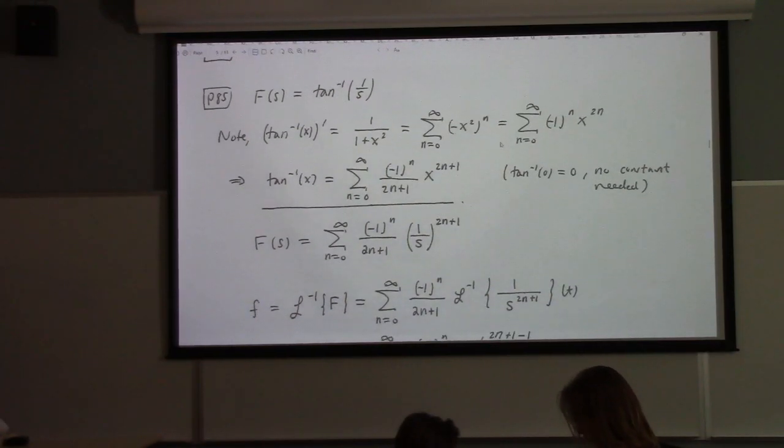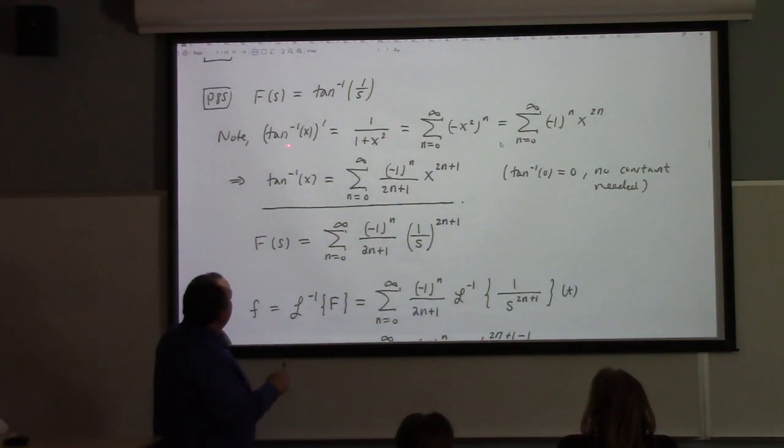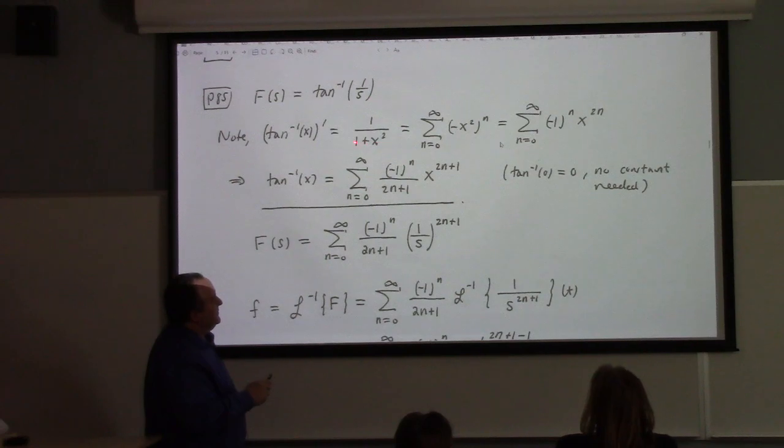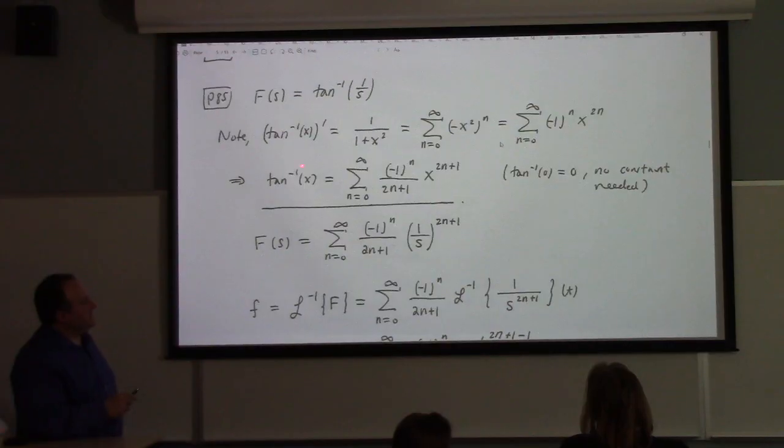Problem 85, you might have found interesting. I found it interesting. So you will remember, or perhaps be reminded, that the derivative of inverse tangent is 1 over 1 plus x squared, which upon the geometric series is the sum n equals 0 to infinity of (minus x squared) to the power n, which we can simplify to (minus 1) to the n, x to the 2n. And then since we differentiated, we undo the differentiation by integration. Integrating this gives me (minus 1) to the n over 2n plus 1, x to the 2n plus 1. I don't need to add a constant because the inverse tangent of 0 is 0. So that's how it goes.